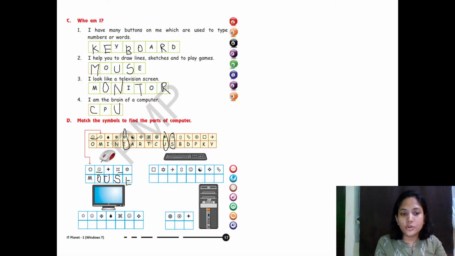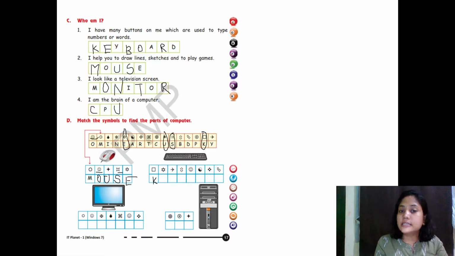Okay, so I have got the word mouse. Yay! Now see the next one. What is this? Now you will see this sign. Okay, where is this sign? Yes, it is here. So I am going to circle it and I will write K here.